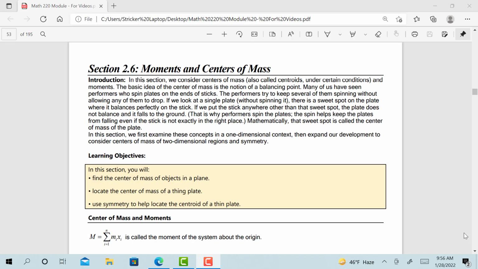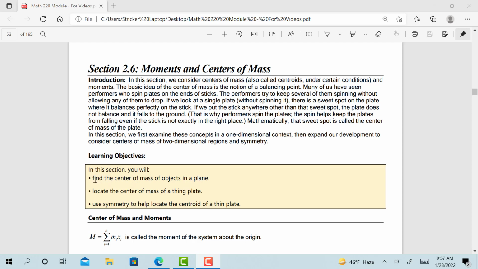This video covers section 2.6. It's titled Moments and Centers of Mass, and section 2.6 is the last section that we're going to be covering in chapter 2. So this is again another application of integration.